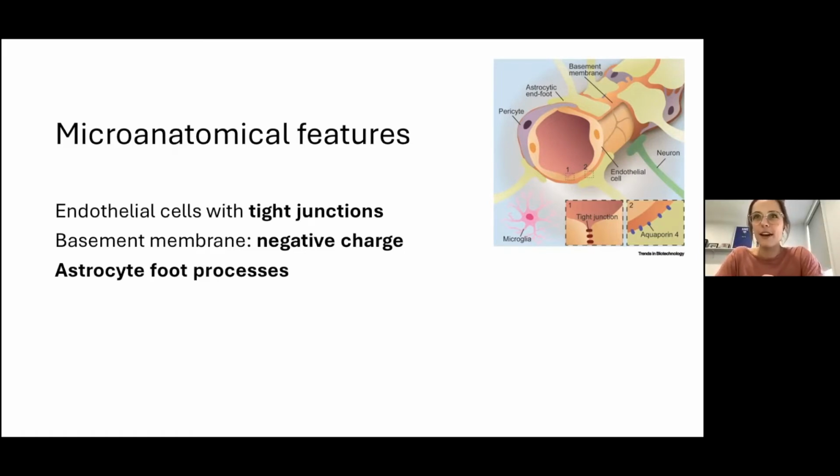Is there anything else? This is sort of like extra bits. This is obviously the main bit, but is there anything else that you can think of that might involve like regulation of substances across the blood-brain barrier, for example?